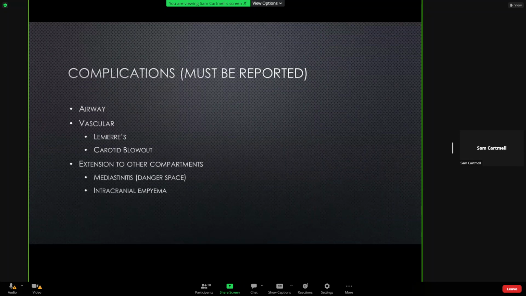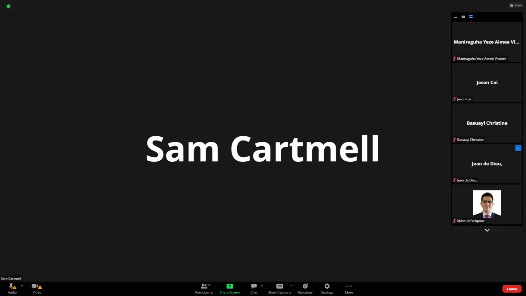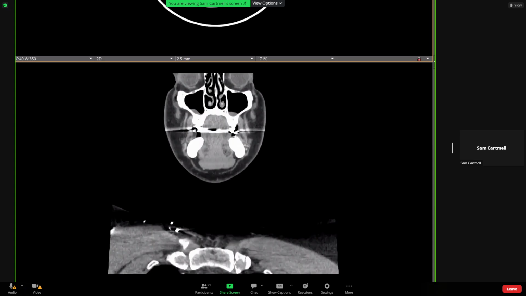So that's a brief overview of the anatomy and some of the complications. And then I thought it would be most useful to go over some cases, and we could illustrate some of the things we were talking about. So I'm going to share my screen. Okay. Hopefully everybody can see this.